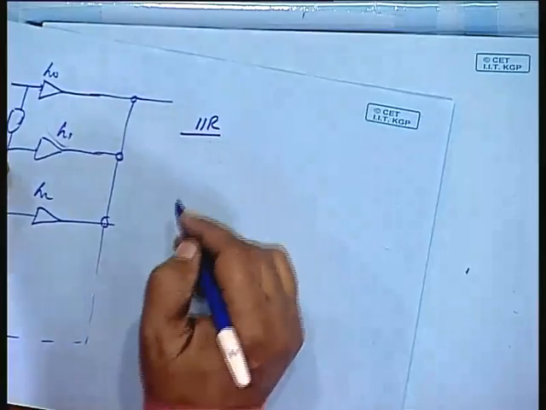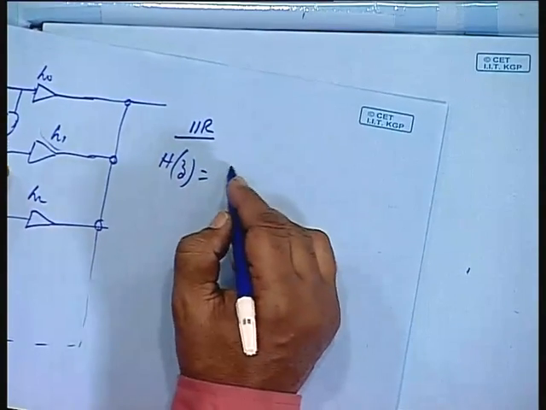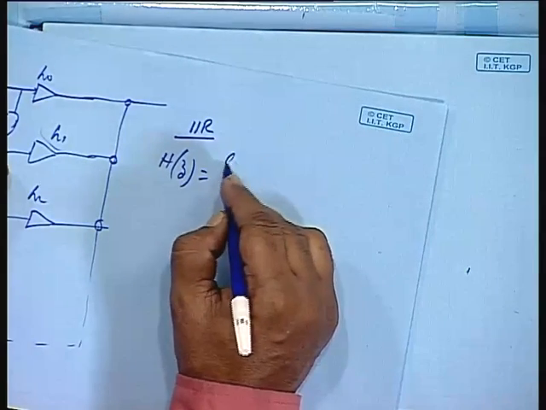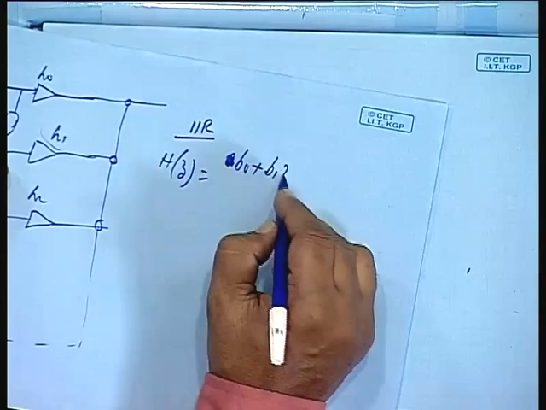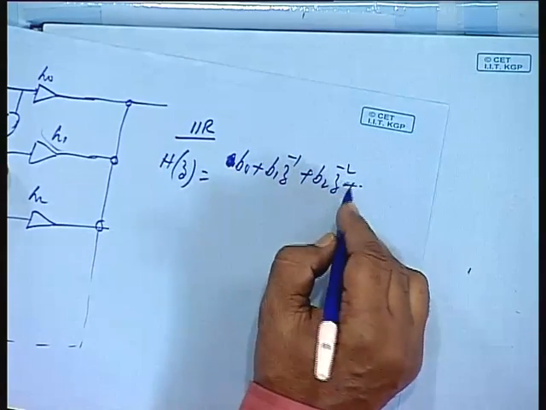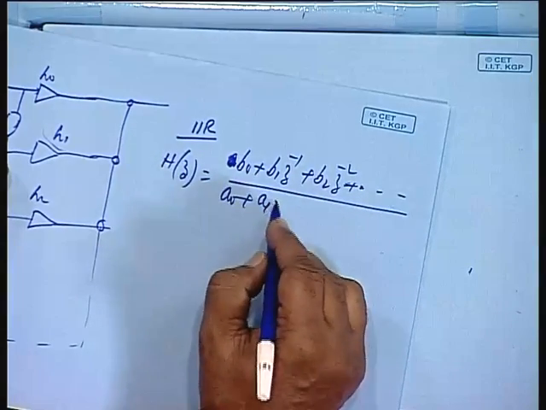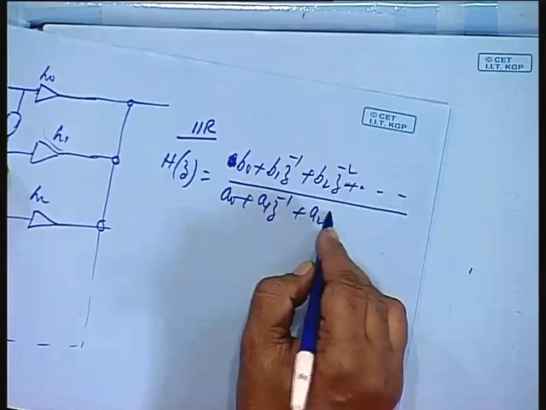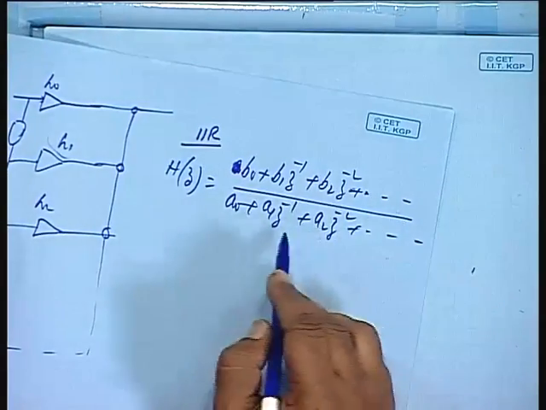Similarly, in case of an IIR filter, I have H(z) equal to say B0 plus B1 z inverse plus B2 z to the power minus 2 and so on, divided by A0 plus A1 z inverse plus A2 z to the power minus 2 and so on, polynomials both in numerator and denominator.